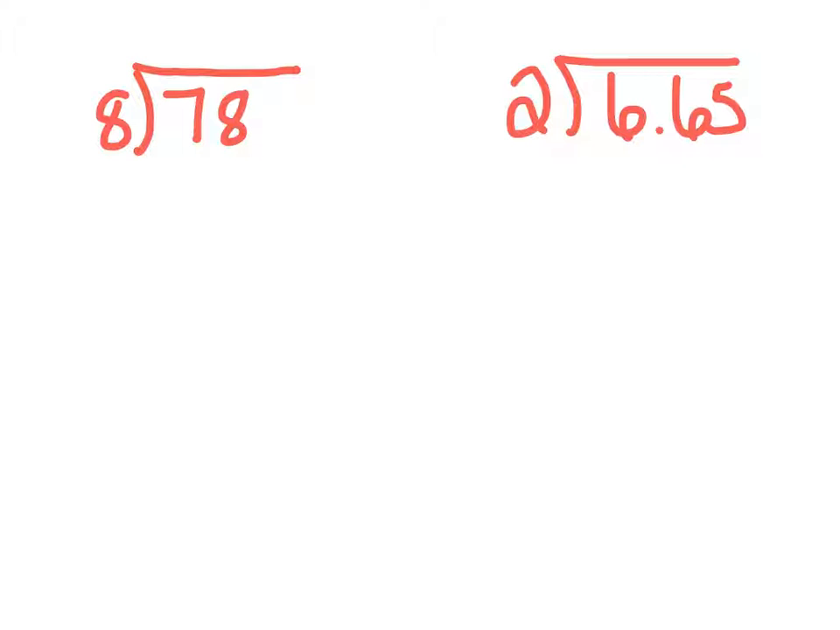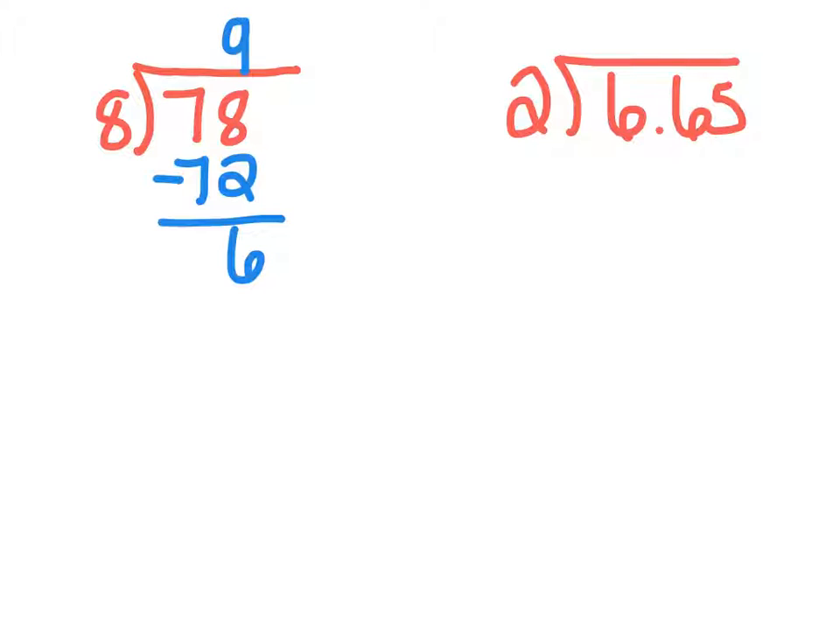Let's say, for example, we have 8 going into 78. We know that 8 cannot go into 7, so instead it will have to divide 78. 8 can go into 78 9 times. 9 times 8 is 72. If we subtract that, we get 6.